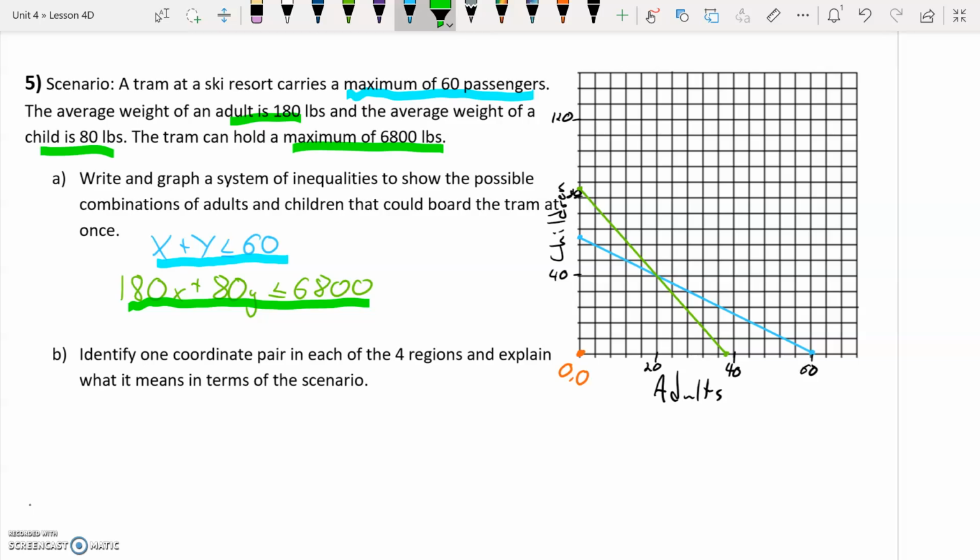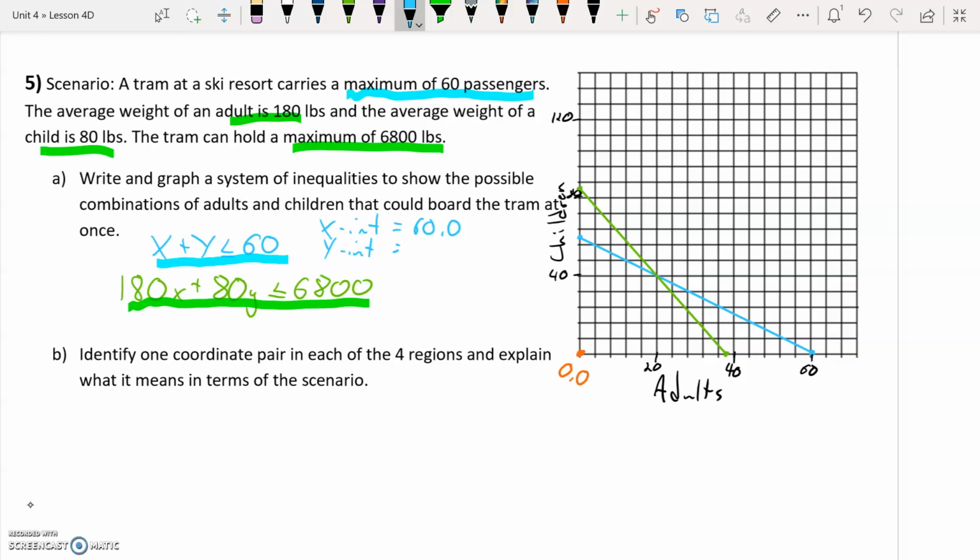I've already graphed them. Just a quick review of how we graph those. We're graphing them just like lines. We're going to talk about the shading, because it is an inequality, in a minute. With the first one, for the x-intercept, y is 0 and x would be 60. That just means if there are no children, you could have 60 adults on there. So the x-intercept would be 60, 0.